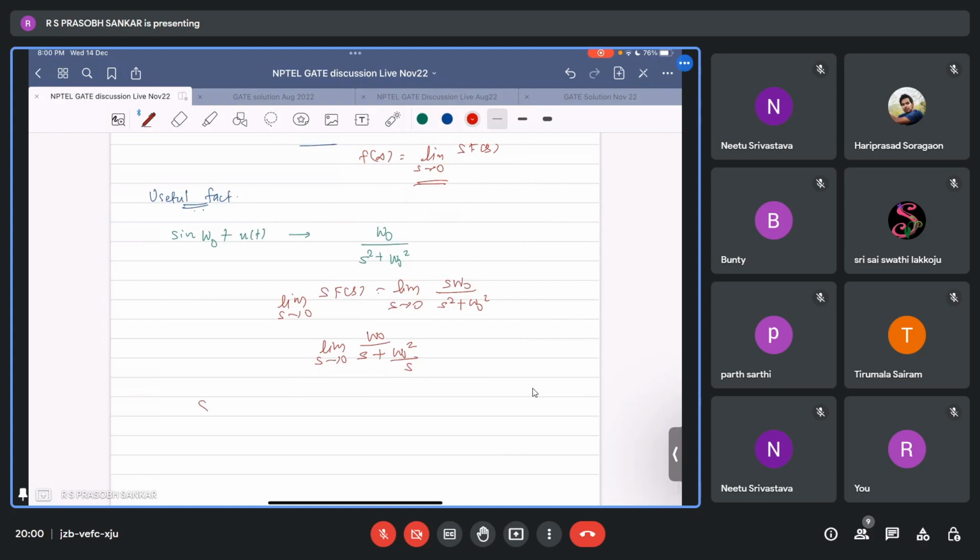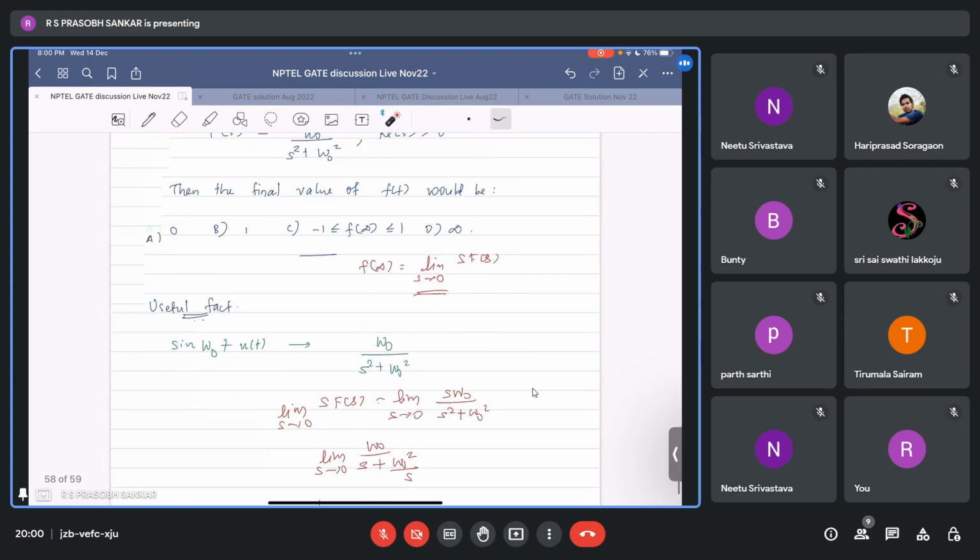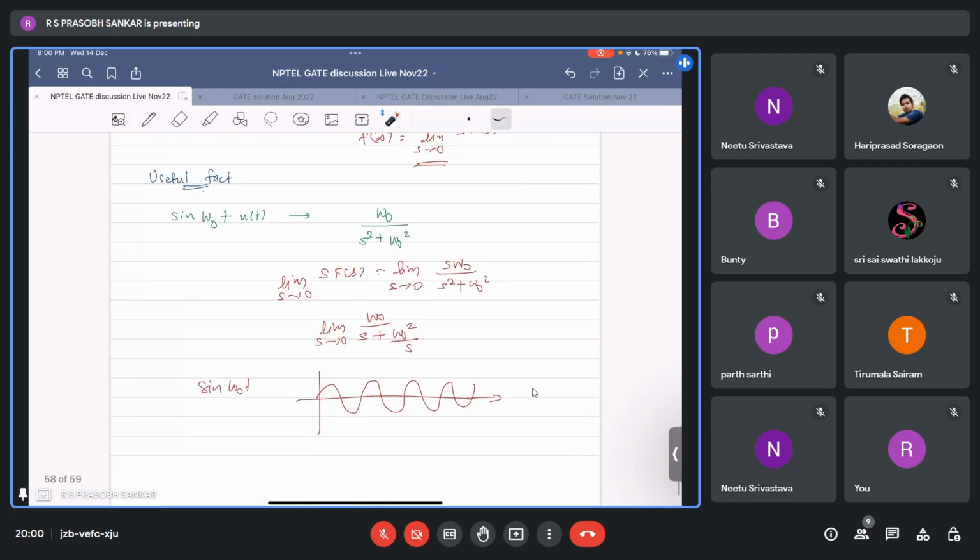Because what is the signal actually? The signal is sine omega naught t, a sine wave. It will keep on oscillating like this. There will not be any final value. When t goes to infinity, we can only say that it lies in this interval. We can't say whether it is 0, 1, or infinity. Of course, infinity won't happen because the limit doesn't exist. That's the reason it's not coming out properly.